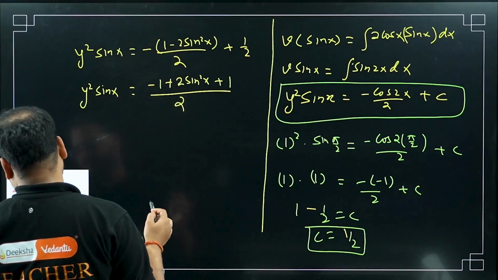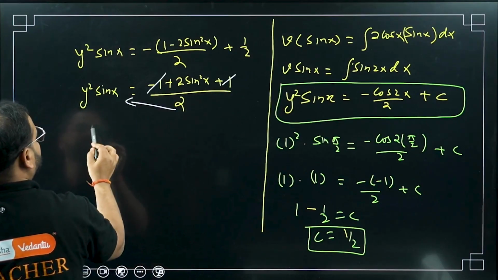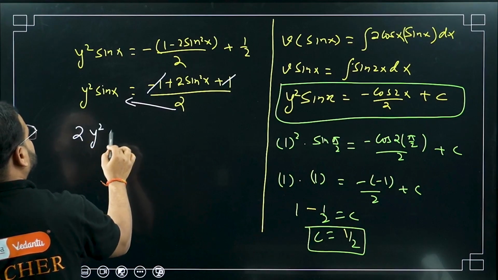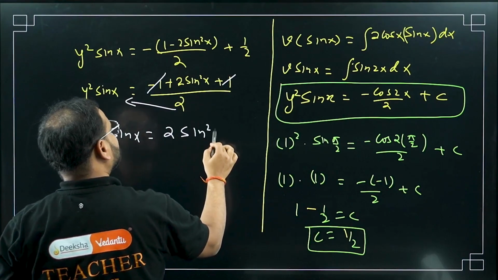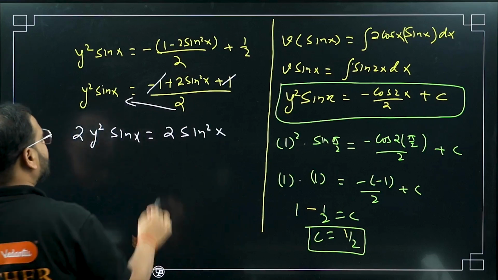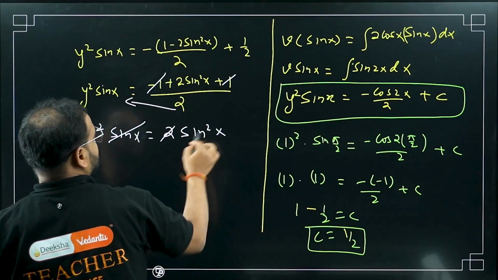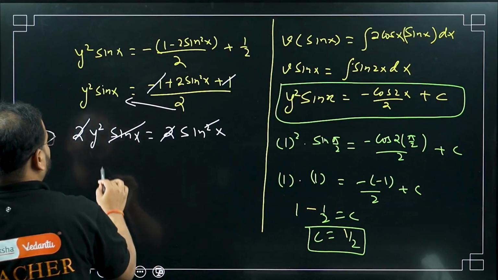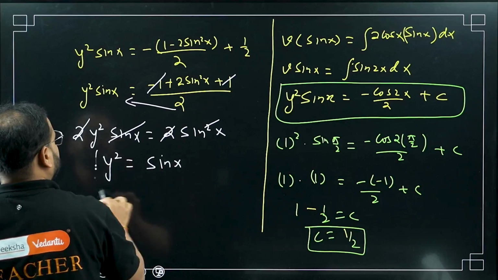Now please check here. Minus 1 plus 1 goes out. I'll bring this 2 over here. So 2y square sine x equals 2 sine square x, right? 2 and 2 are cancelled. One sine is cancelled with sine square x. So I get what? Y square equals, one sine is left, so sine x.